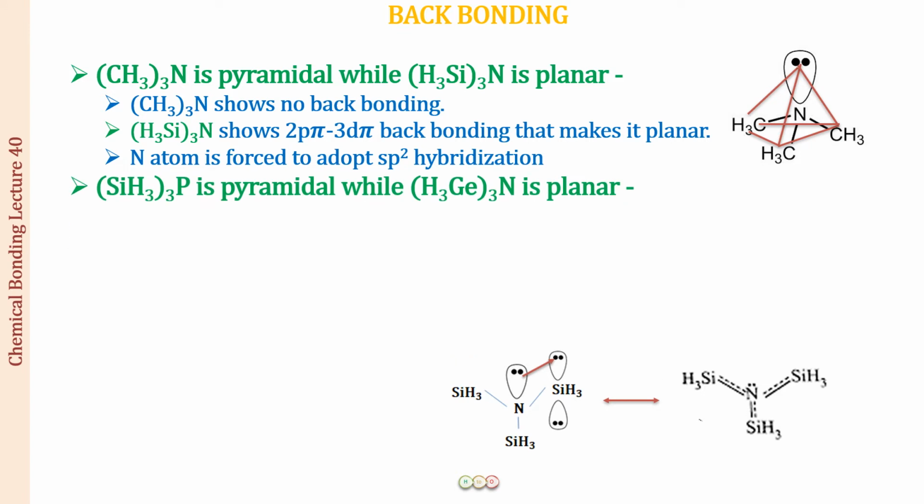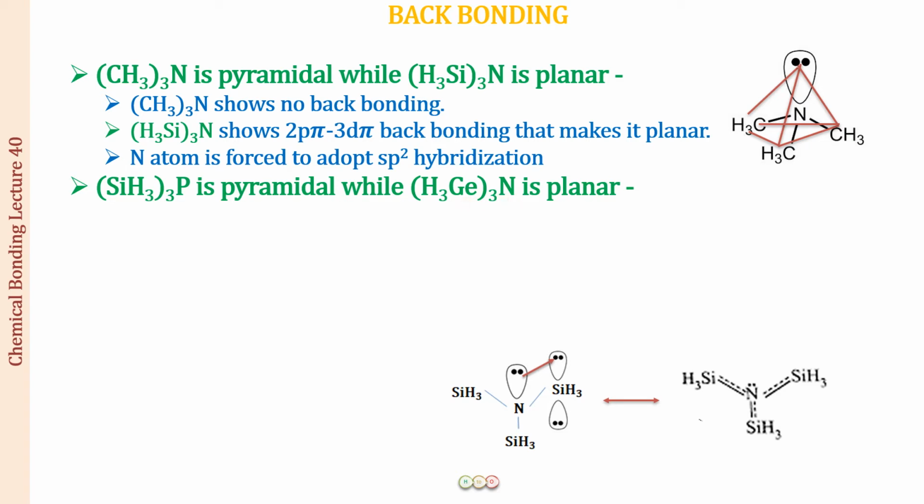Now the next one we have is (SiH3)3P. So this is going to be trisilylphosphine. PH3 is called phosphine, and if we remove the hydrogens and replace them by the silyl group, it is going to be trisilylphosphine. So trisilylphosphine is pyramidal, whereas trigermylamine is again a planar molecule, right? So GeH3 is going to be a germyl group, and SiH3 is a silyl group. PH3 is phosphine, so this is trisilylphosphine, and this is going to be trigermylamine.